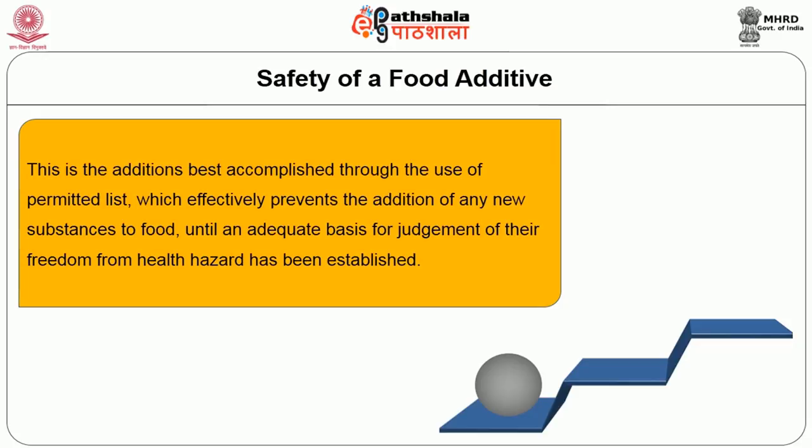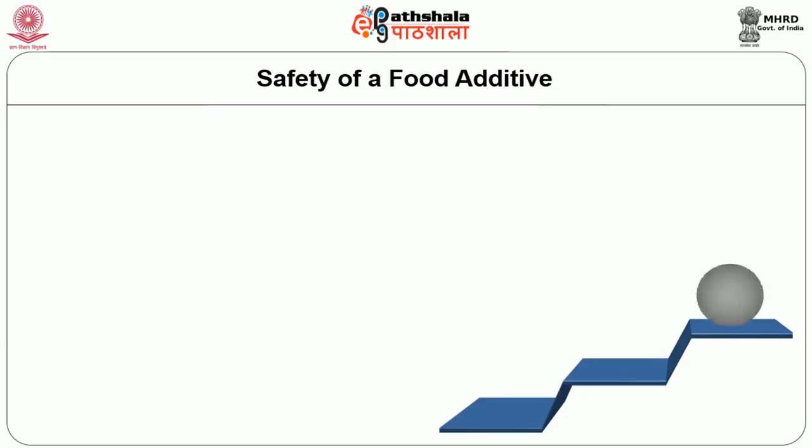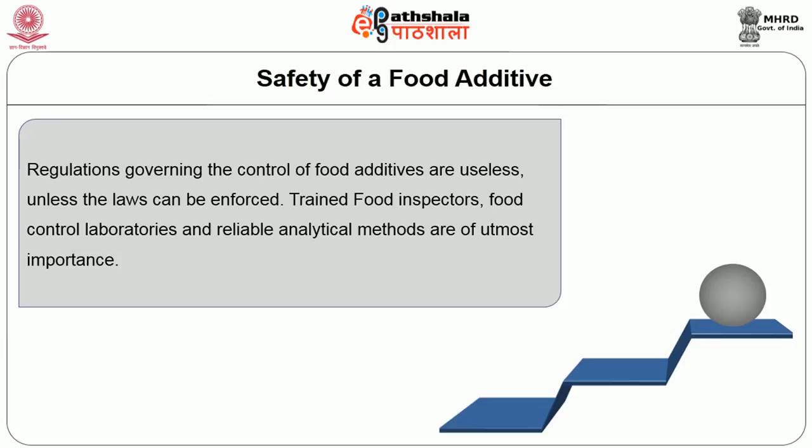This is best accomplished through the use of a permitted list, which effectively prevents the addition of any new substance to food until an adequate basis for judgment of its freedom from health hazard has been established. As a matter of principle, consumers should be informed about the presence of additives in their food. Label declaration has been found to be the most effective method of achieving this result.